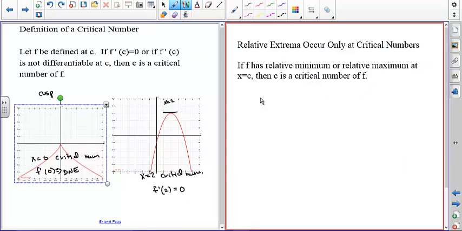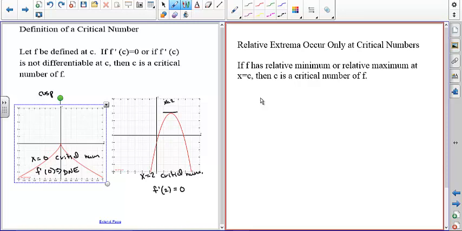So here is the relationship between relative extrema. It says relative extrema occur only at critical numbers. If a function f has a relative minimum or maximum at x equals c, then c is a critical number of f. So for there to be a minimum or maximum, it has to occur at a critical number, but it doesn't mean that a critical number is going to be a minimum or maximum.